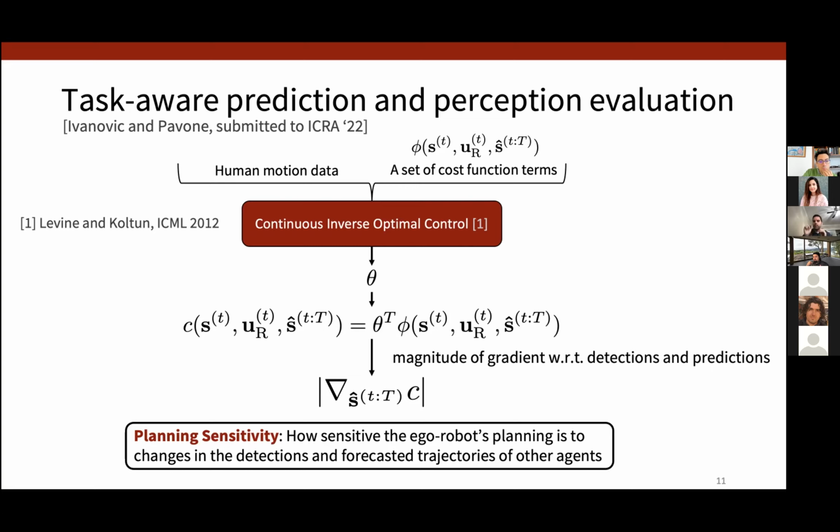And then we have s hat, which is the estimated states of other agents in the current time frame, for example from detection, and also in future time steps, which for example would come from prediction. And so when we compute this gradient of the cost function, and in particular the magnitude of the gradient, we obtain a notion of planning sensitivity. Really what that means is we're measuring how sensitive the ego robot's planning, or at least this proxy cost function, is to changes in the detections and forecasted trajectories of other agents. And the idea here is to use this planning sensitivity to inject planning awareness into existing metrics.